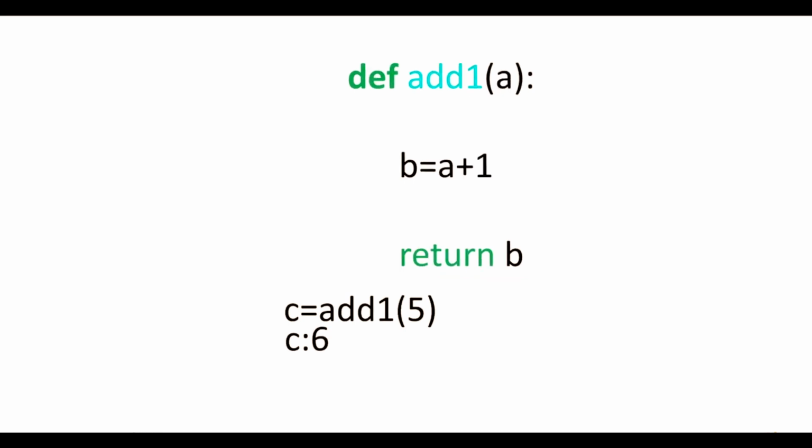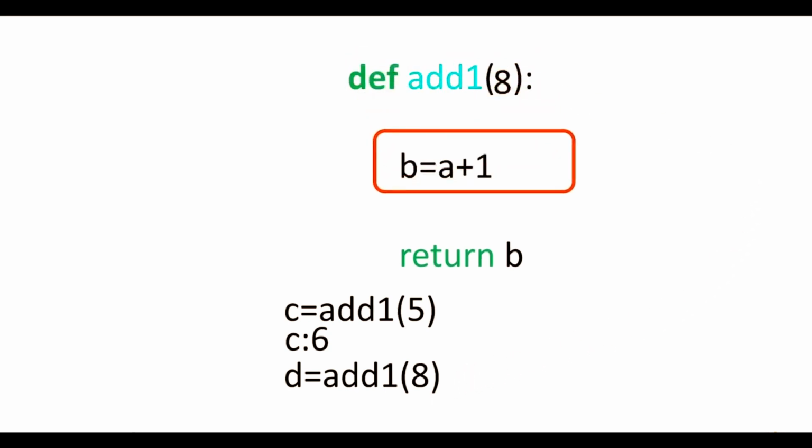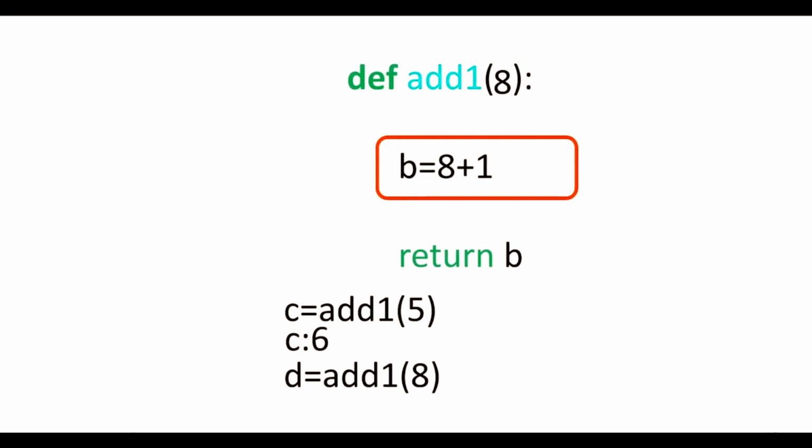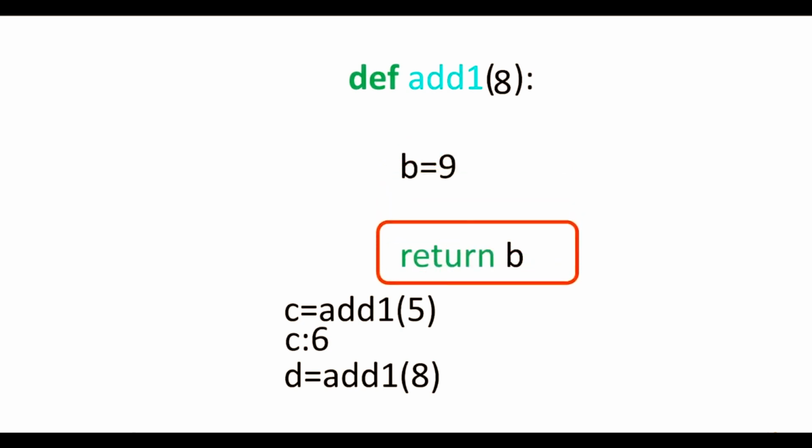If we call the function again, the process starts from scratch. We pass in an 8. The subsequent operations are performed. Everything that happened the last call will happen again with a different value of A. The function returns a value, in this case 9. Again, this is just a helpful analogy.